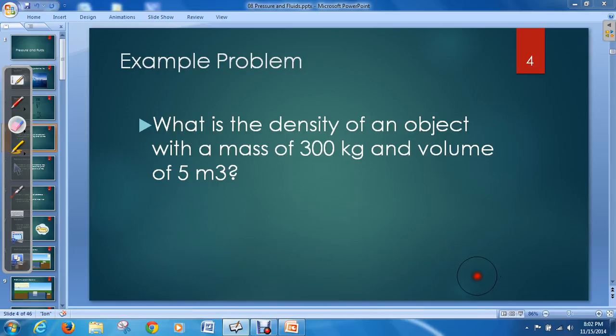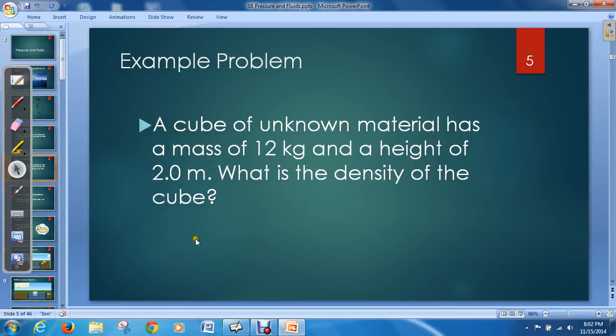If you are watching this podcast to make a participation, then try this problem. A cube of unknown material has a mass of 12 kilograms and a height of 2 meters. What is the density of this cube? Keep in mind it gives you the height, not the volume, so you'll have to find the volume of a cube given its height. But again, if you're making a participation, answer this question. All right, let's move on.